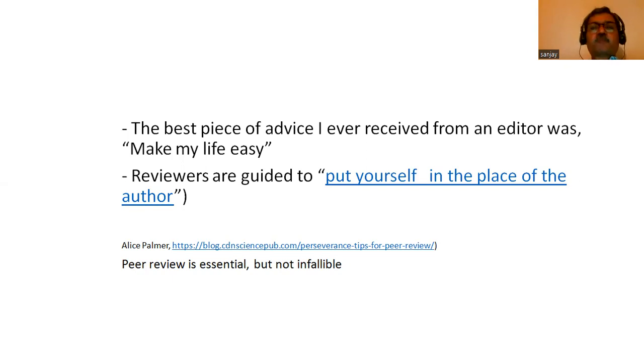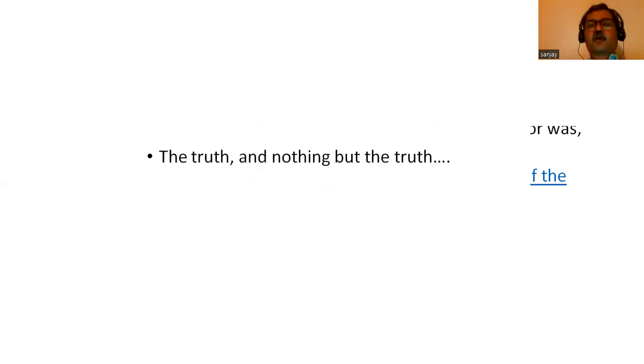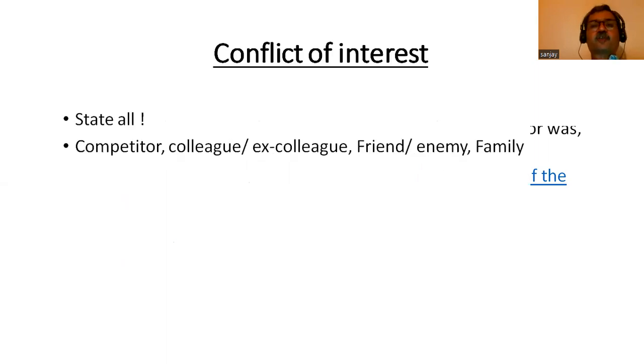Alice Palmer also says that peer review is essential but not infallible. So I think this is perfect. It's essential, but it's not infallible. But nothing and nobody in life is infallible. What the editor expects from the referee is the truth and nothing but the truth. You have to be diplomatic, but you have to write out the entire details. You have to give all the comments that have gone through your mind when you read that paper, everything that can improve the paper. Or if you feel that the paper is not good enough to accept, you have to explain that to the editor and say why it has to be rejected.